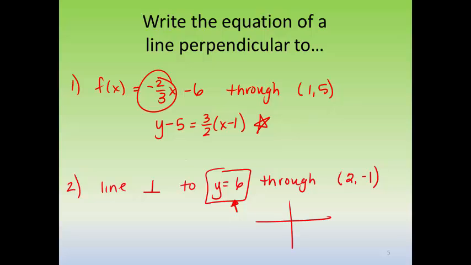So let's graph this. 1, 2, 3, 4, 5, 6. There is my equation of y equals 6. I want to go through the point 2, -1, and I want it to be perpendicular. Well, in order for it to be perpendicular, I must write it in the form of x equals, and x equals 2 in this case. So this would be the equation of the vertical line, because vertical lines and horizontal lines are perpendicular.